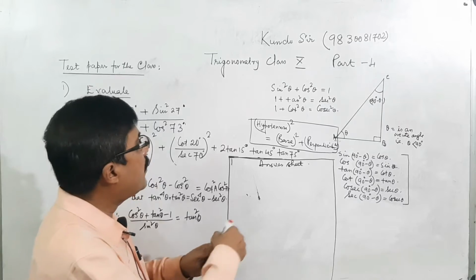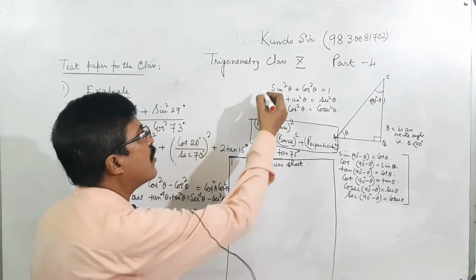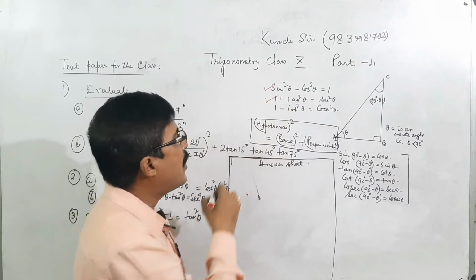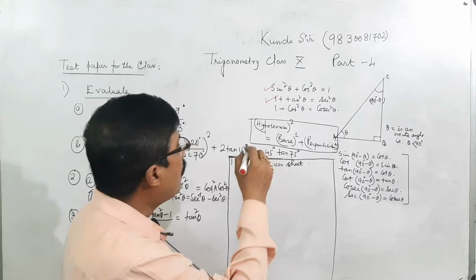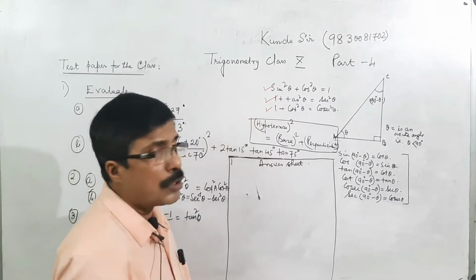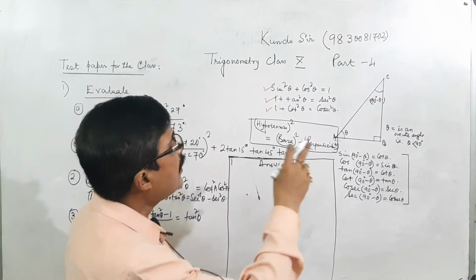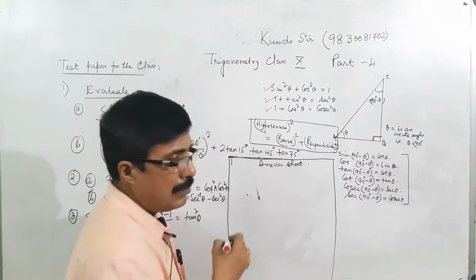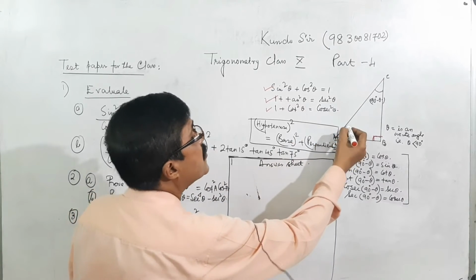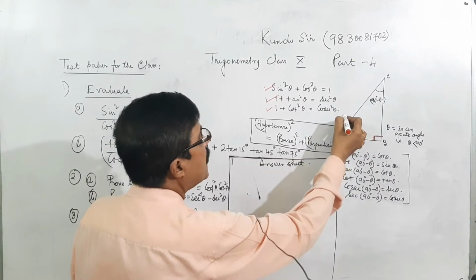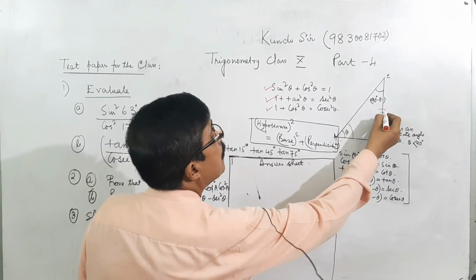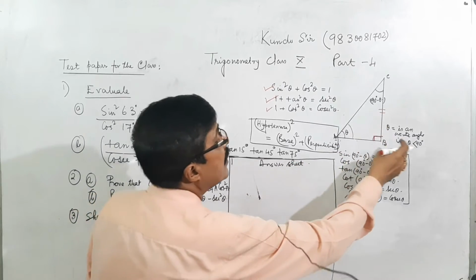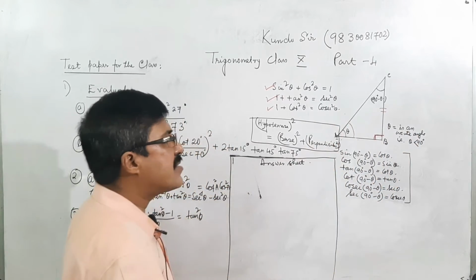Once again I am reminding all of you: first, sin square theta plus cos square theta equals 1. 1 plus tan square theta equals sec square theta, and 1 plus cot square theta equals cosec square theta. In triangle ABC, B is a 90-degree angle and the angle theta is in between base and hypotenuse, and there is the perpendicular or altitude. Theta is always an acute angle, that is, less than 90 degrees.